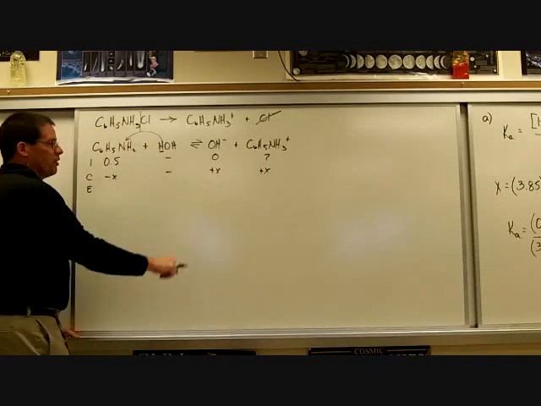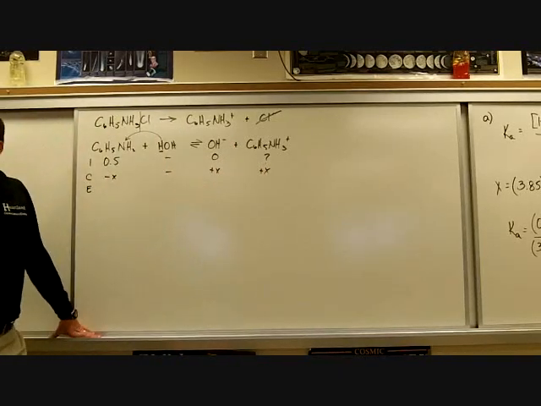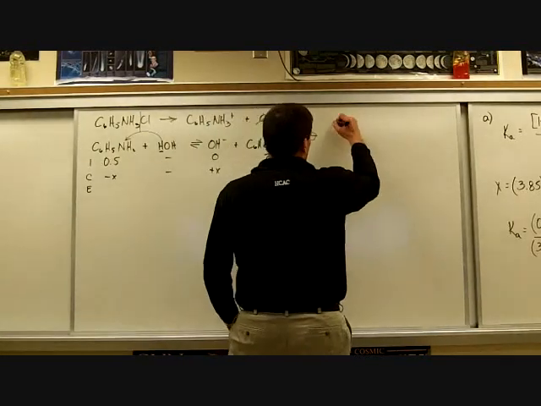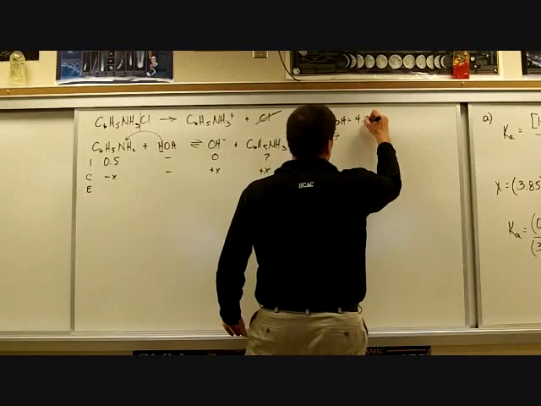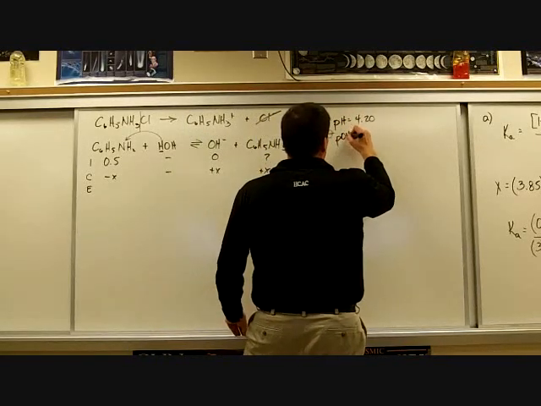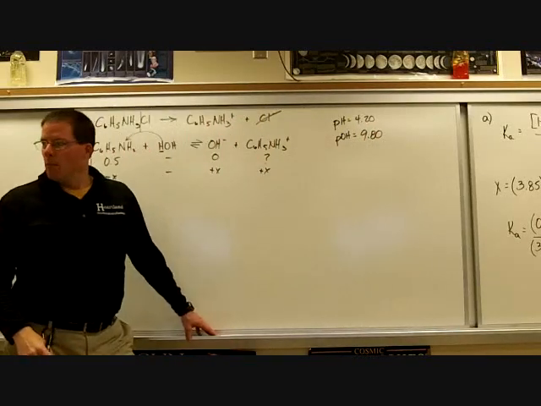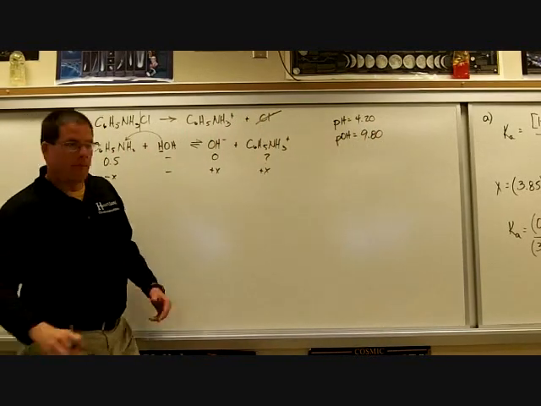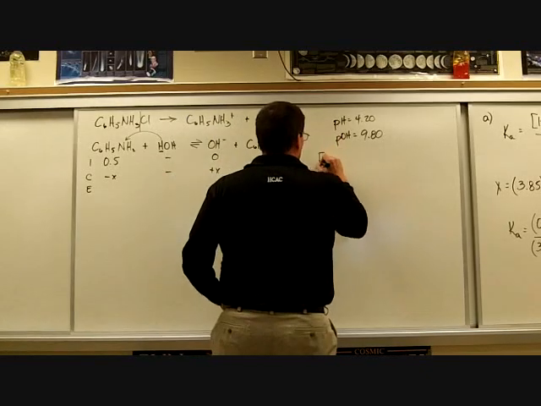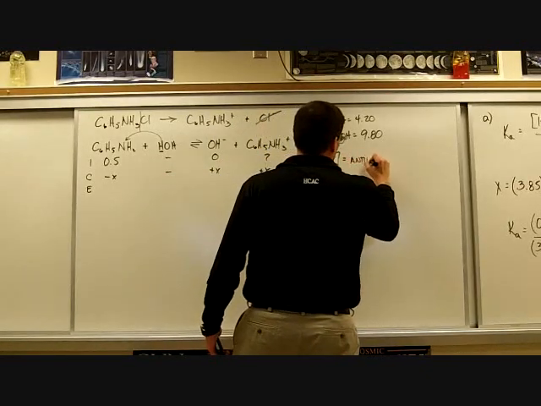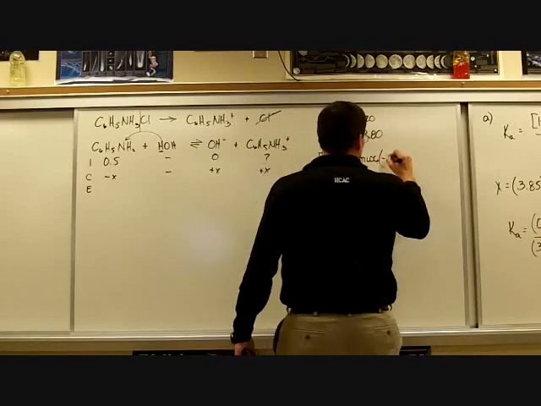Do we know the concentration for the hydroxide at equilibrium? Yeah, we do. How do we know that? Because the pH is 4.20. There you go. So your pOH is equal to, now if I'm doing my math right, 9.8. So to find the hydroxide, we take the antilog of the negative pOH.